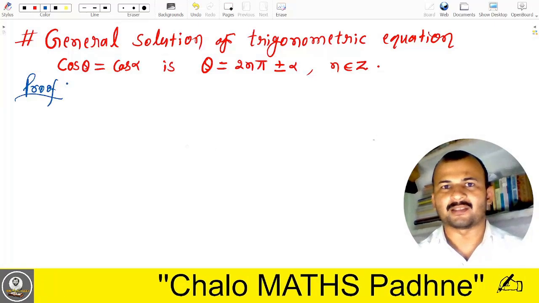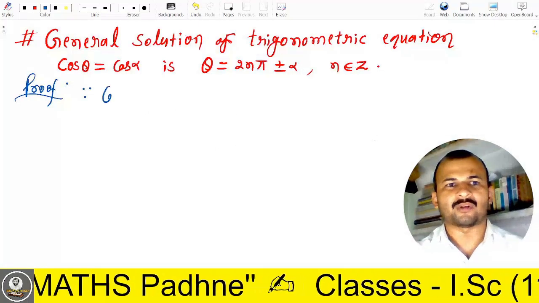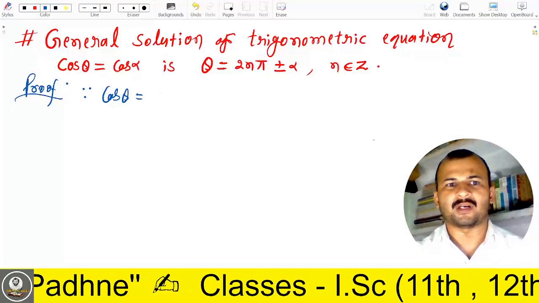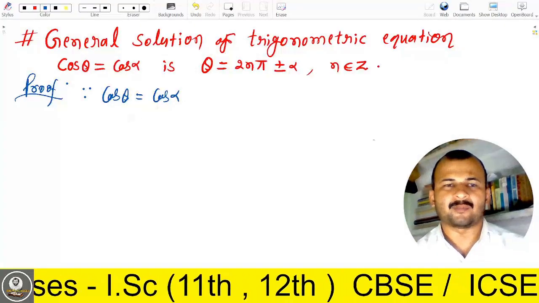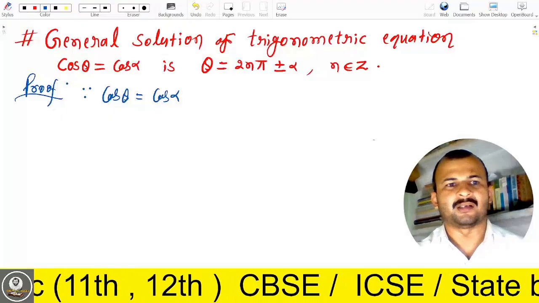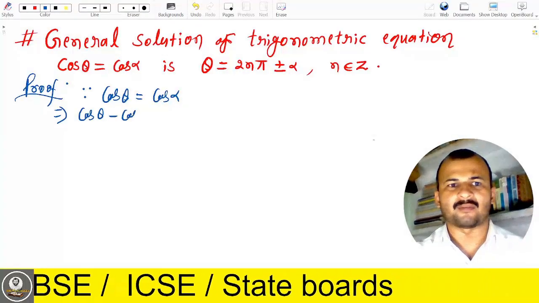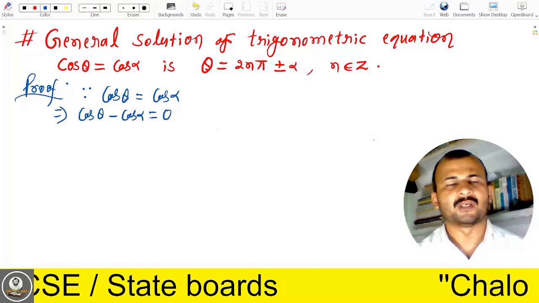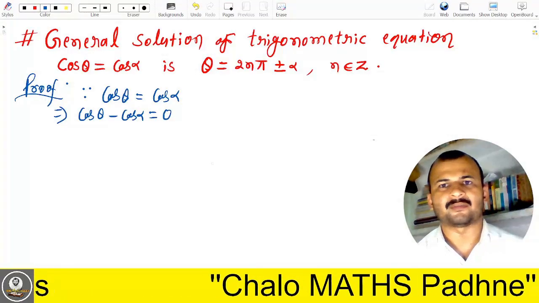First of all, we write the given trigonometric equation, which is cos theta equals cos alpha. Now take both the terms to the left hand side, and we get cos theta minus cos alpha equals 0. Here we apply the formula of trigonometric functions.